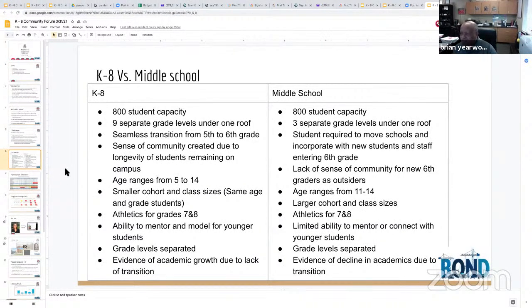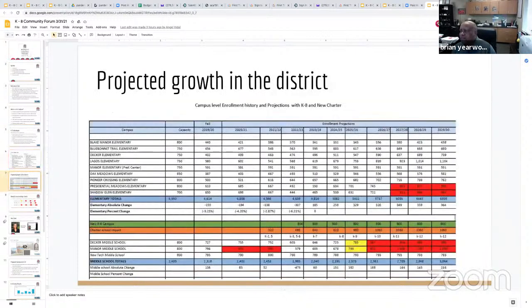Now I'd like us to talk about the actual data, the projected growth that we see in the district. And these are some numbers that were provided to us by our demographer that shows our capacity at each school. And then we show year by year the expected growth.